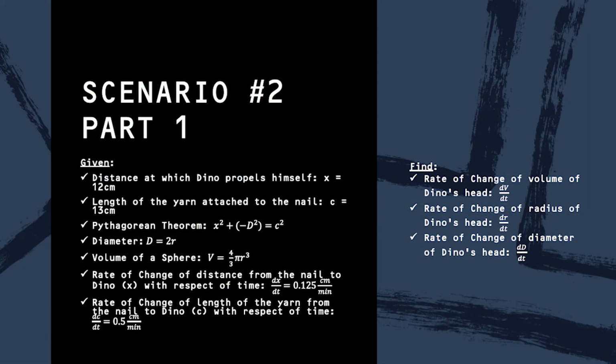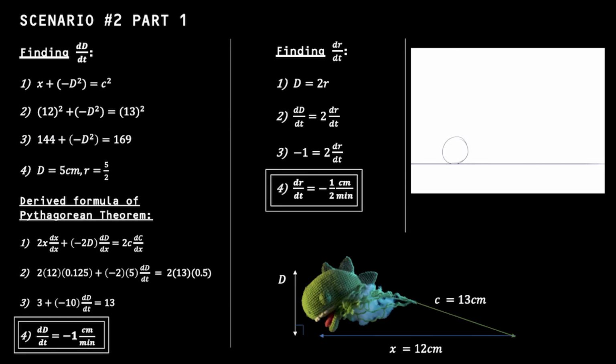In scenario 2, here are our given values. Our main objective is to find the rate at which the volume of Dino's head is decreasing. In our diagram, the distance from the nail and the length of the yarn creates a right triangle. With our given variables, we used the Pythagorean theorem and solved for diameter, which was 5 centimeters.